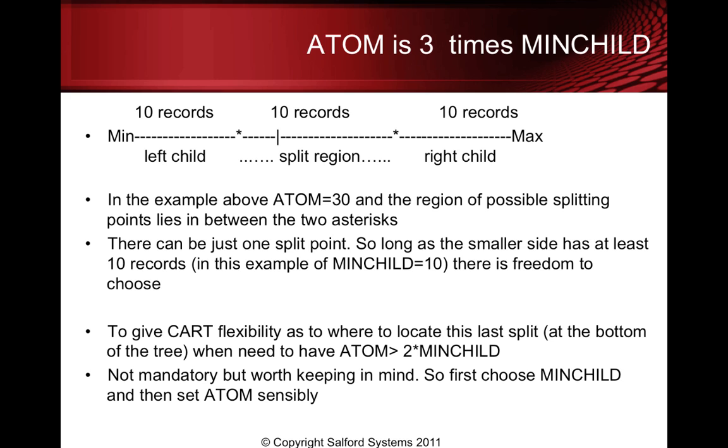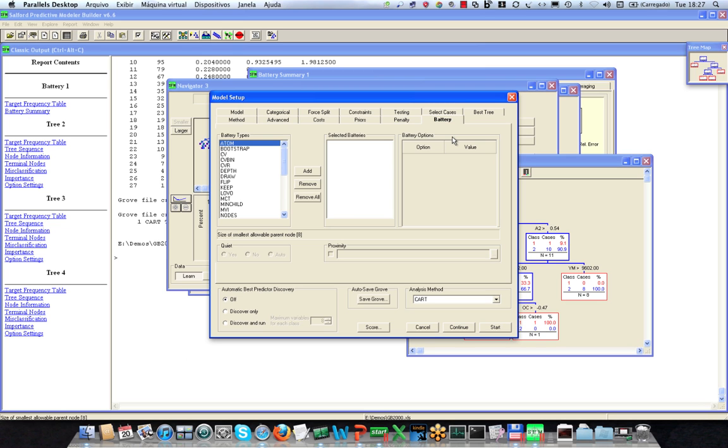Now you might decide that you would like more flexibility. Maybe you want to set that value to 4 times. And you're not guaranteed that flexibility anyway if there's significant clumping of values in your data. But this is at least a rule of thumb and a guideline. The best way to determine the ideal settings for ATOM and MINCHILD is to actually run some experiments.